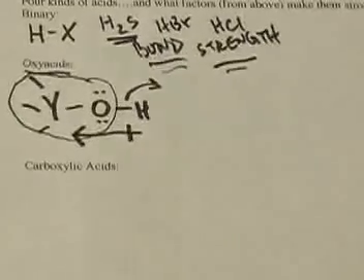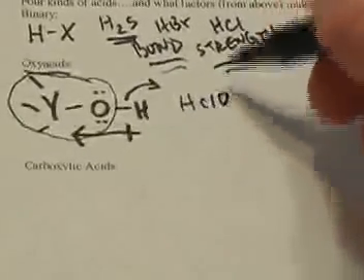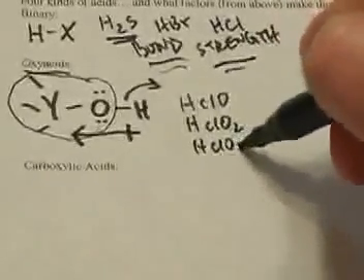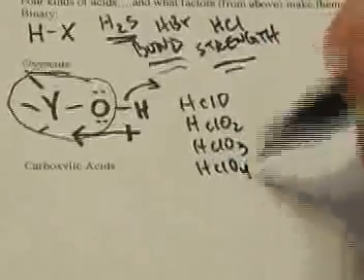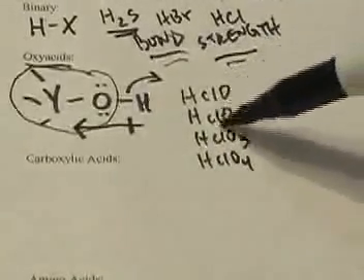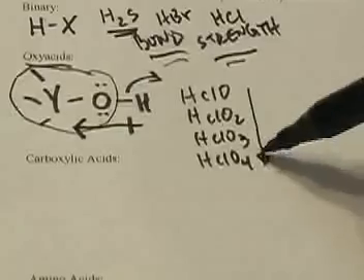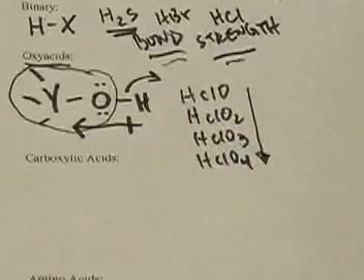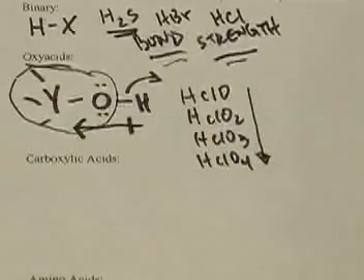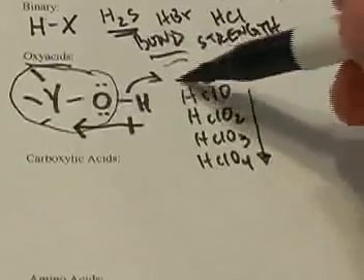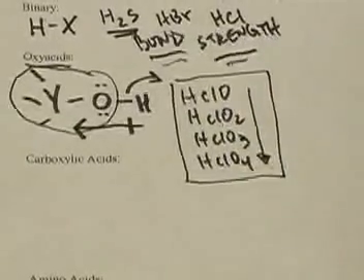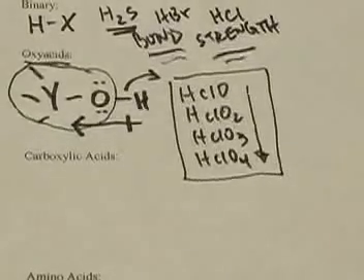Oxyacids that might be familiar to you might be something like HClO or HClO2 or HClO3 or HClO4. As you know, as you add more oxygens here, they become stronger acids. Why is that? Because the polarized area around the Cl is stronger because of the presence of more oxygens. A lot of people, when they see these formulas written as such, HClO, HClO2, HClO3, draw the Lewis dot structures incorrectly.